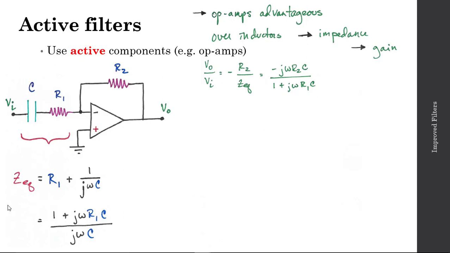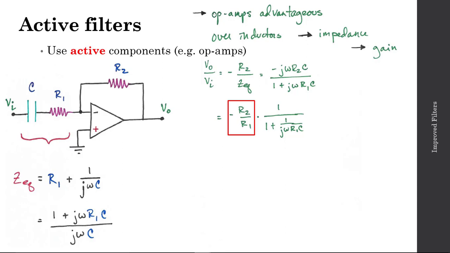If we plug in for our equivalent impedance, we'll find that that transfer function is equal to minus J omega R2 C, so this will be the resistor in the feedback path, divided by 1 plus J omega R1, that'll be the resistor in the input path, times C, the capacitor in the input path. Let's rewrite this as minus R2 over R1, so there's our gain term, times 1 over the quantity 1 plus the quantity 1 over J omega R1 C. Thus, this active filter contributes a gain of minus R2 over R1.